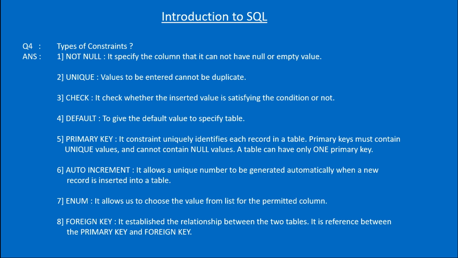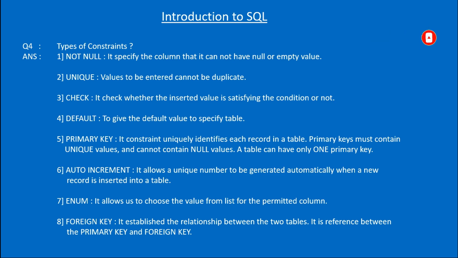Fifth is primary key. This constraint uniquely identifies each record in a table. Primary key must contain unique values and cannot contain null value. And one table can have only one primary key. Next is auto increment. It allows a unique number to be generated automatically when a new record is inserted in a table. Next is enum. It allows us to choose the value from a list for the permitted column.